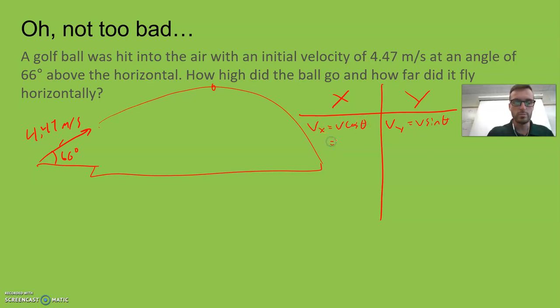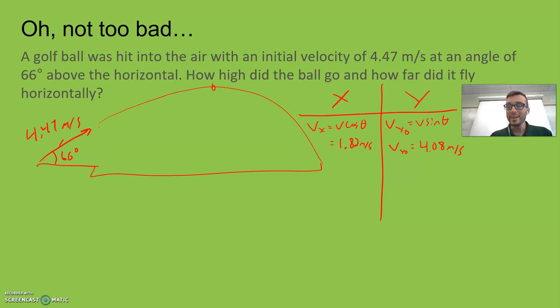So before we start our problem, we have to break this: 4.47 cosine of 66. Make sure you're in degree mode or you get all the wrong answers. So this one's going to be 1.82 meters per second. And our Vy, I'll call it the Vy initial because that's at the very beginning of the problem, 4.47 sine of 66. Vy initial is going to be 4.08 meters per second. So there's our components of velocity.